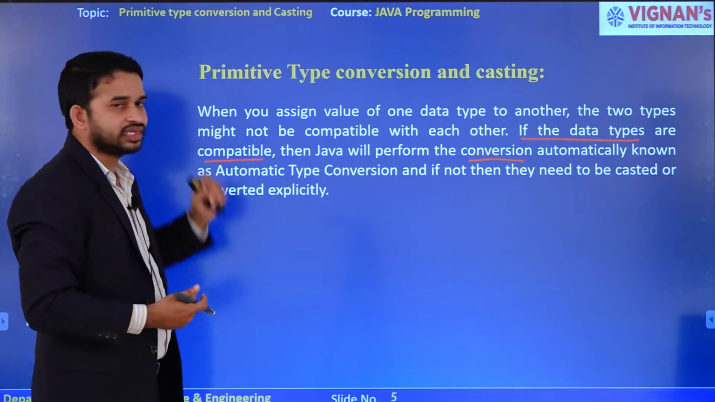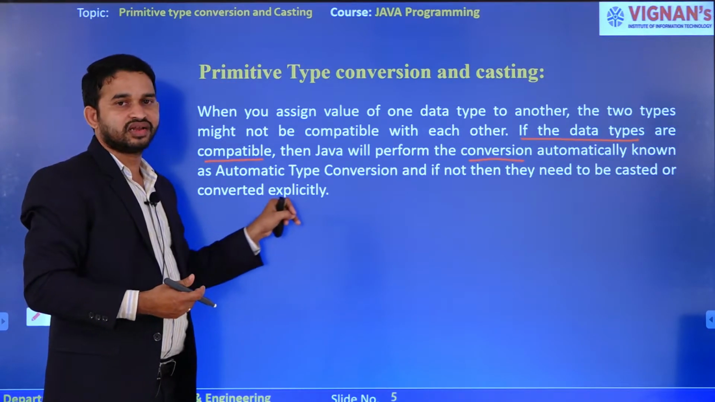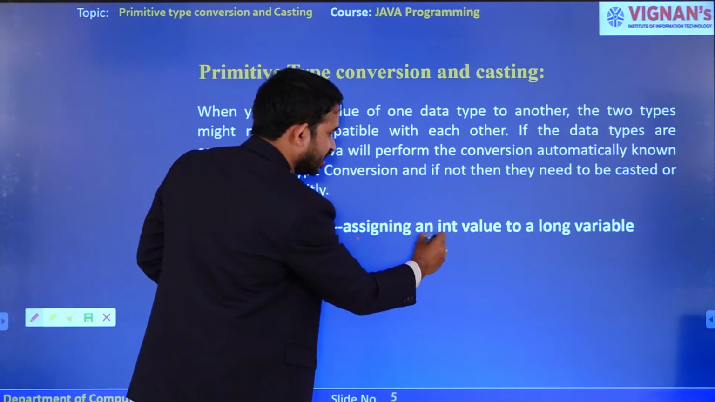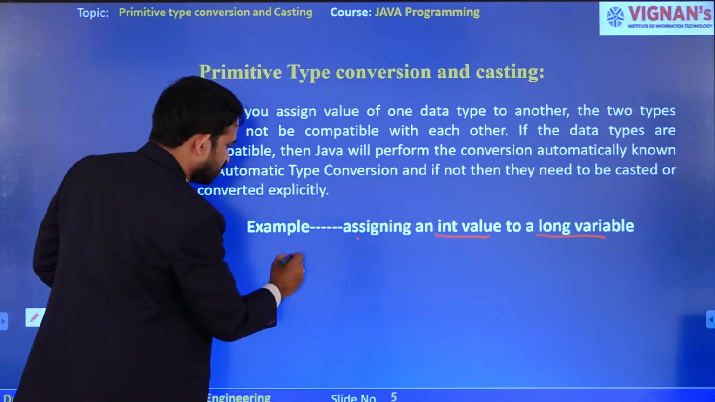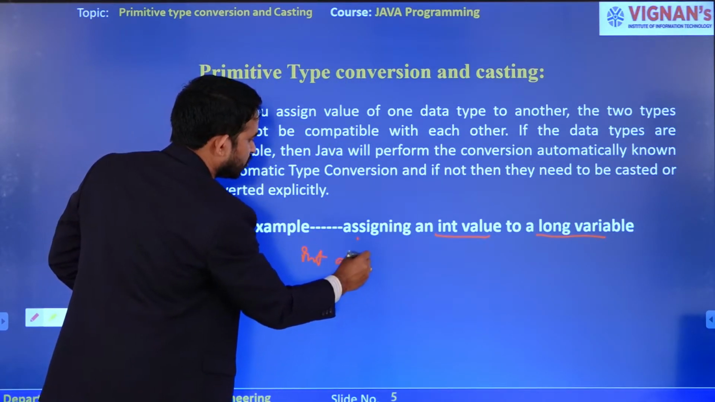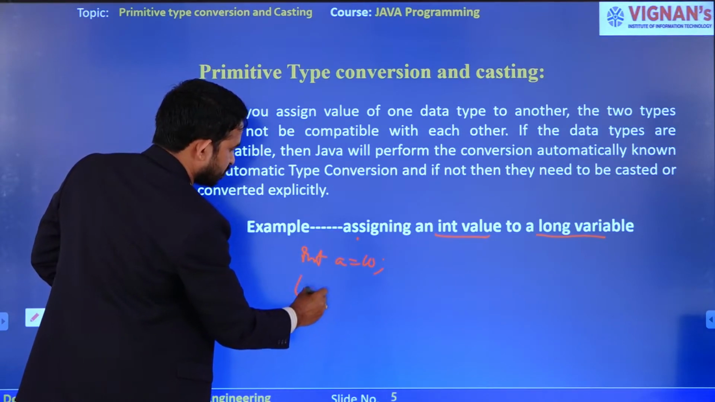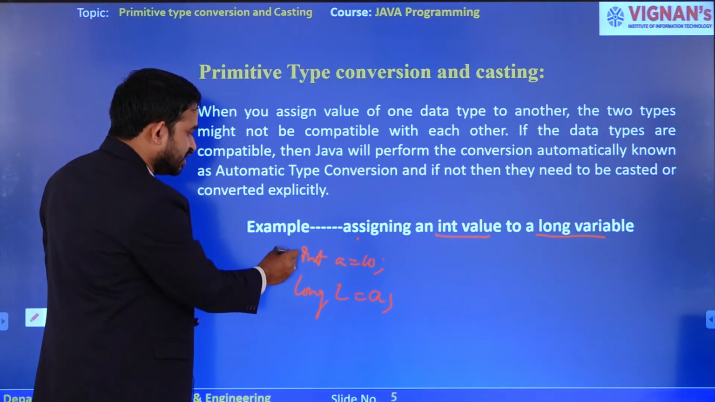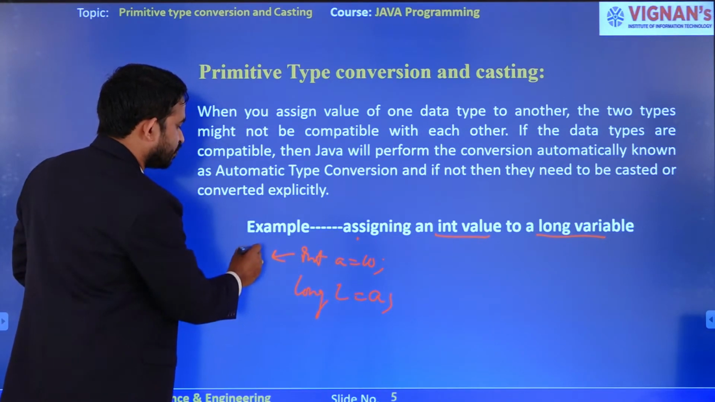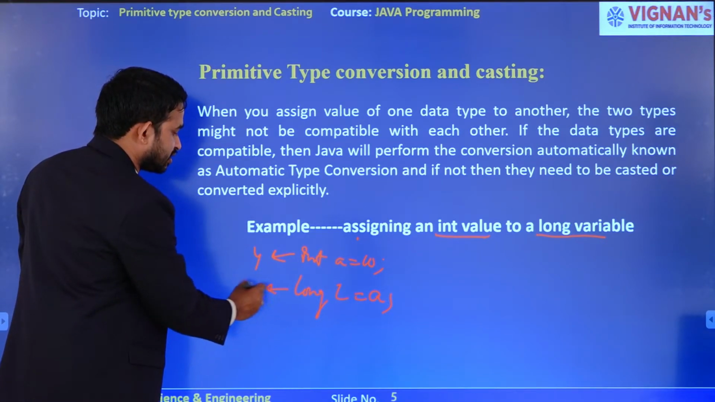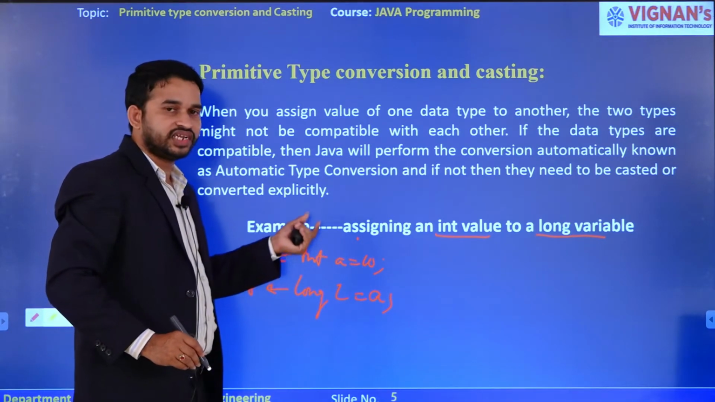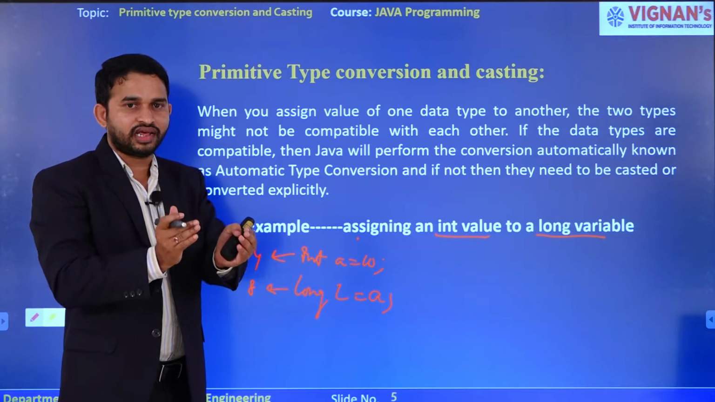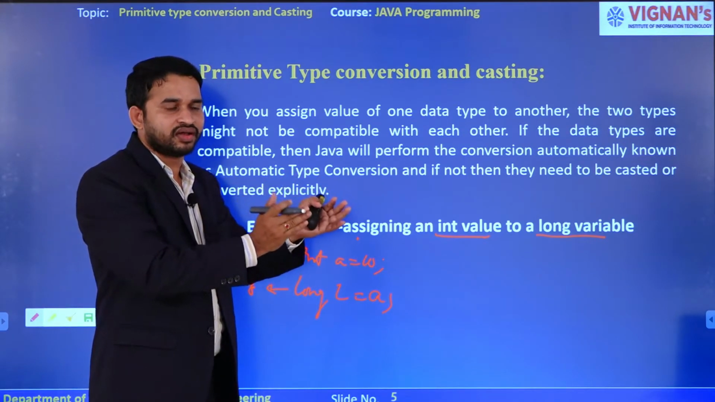Otherwise, we go for casting, also called explicit conversion. For example, here I am assigning an int value to a long variable. For example, int a equal to 10, long L equal to a. What is integer here? Integer is a small data type of size 4 bytes. What is long? It has size 8 bytes. So 4 bytes of data we can easily store in 8 bytes. So a small data type value we can store in a bigger data type.